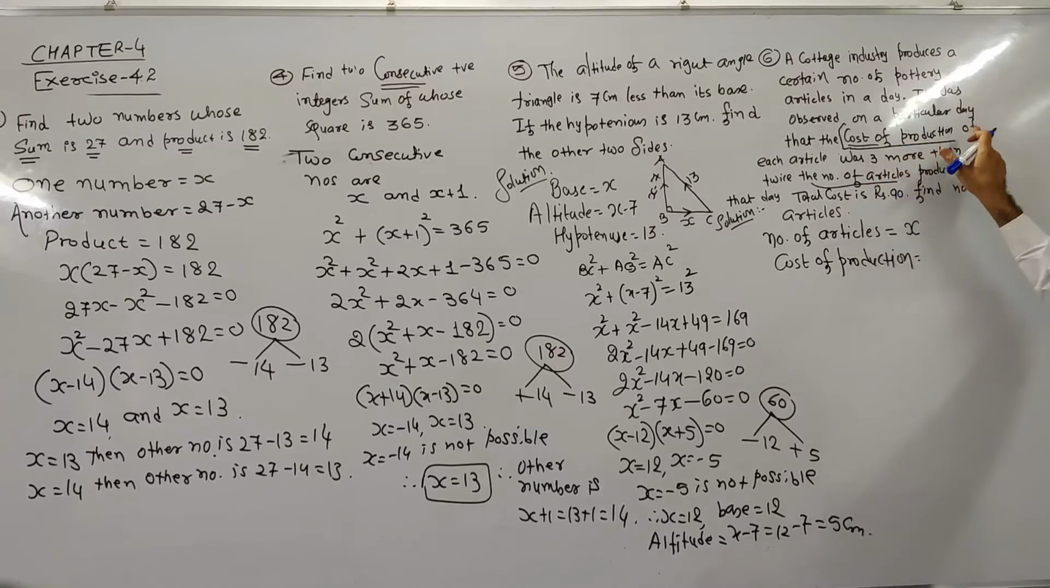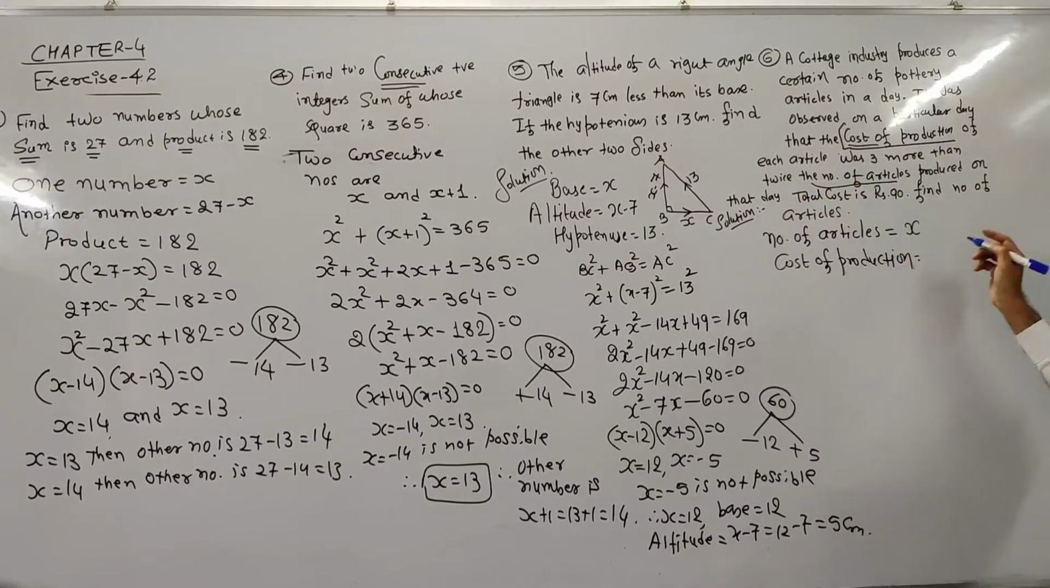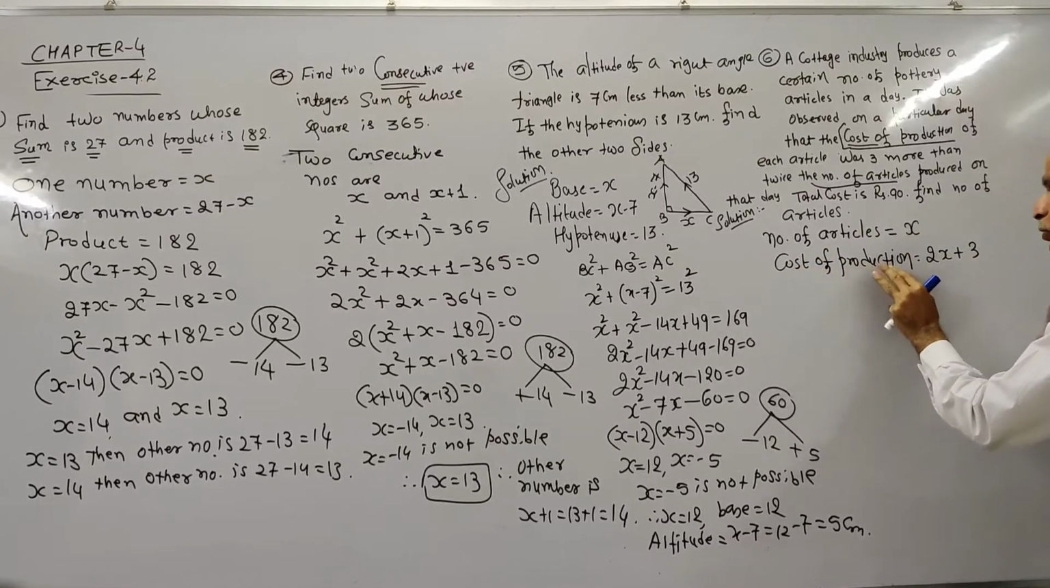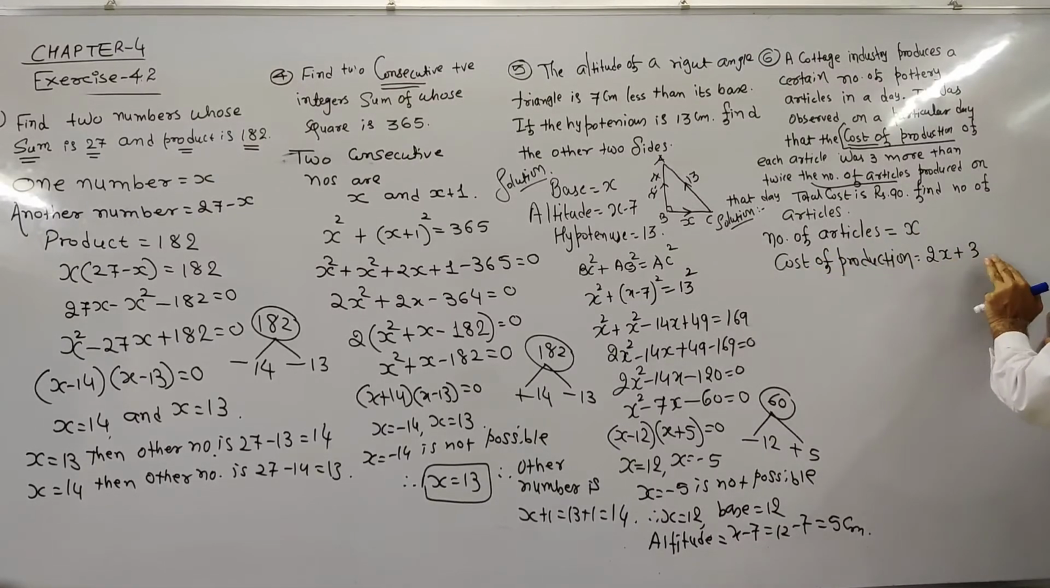Now, the cost of production of each article was 3 more than twice the number of articles. So 2x plus 3. Number of articles is x. Therefore, the cost of production of each article is 2x plus 3.